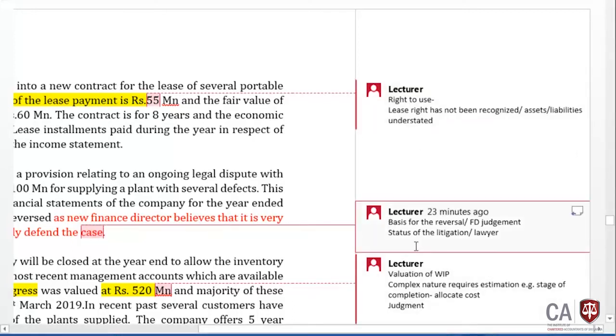So, when it comes to reversal of provision, what are the audit evidence? You have to ask the finance director for the basis for reversal.